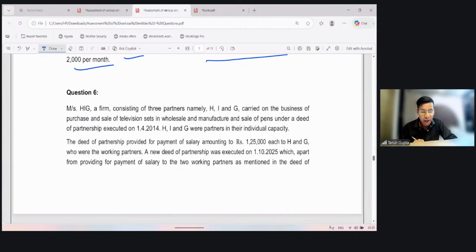Messrs. HIG, a firm consisting of 3 partners, namely H, I, and G, carried on the business of purchase and sale of television sets.